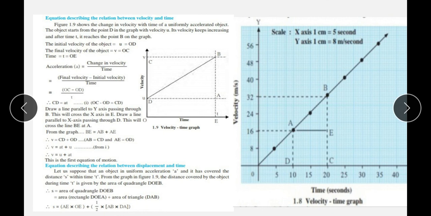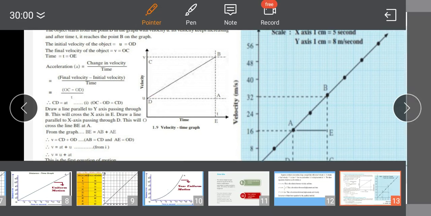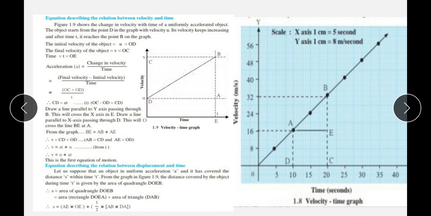For this you must understand the graph first. This graph shows the change in velocity with time of a uniformly accelerated object. The object is moving with initial velocity from point O to point D; here OD is nothing but the initial velocity. Now it moves in this direction and reaches point B. When the object reaches point B, the final velocity becomes v.